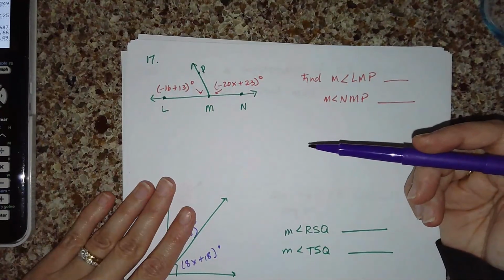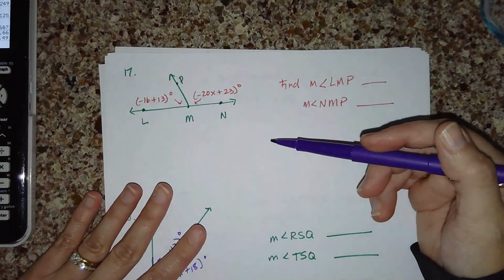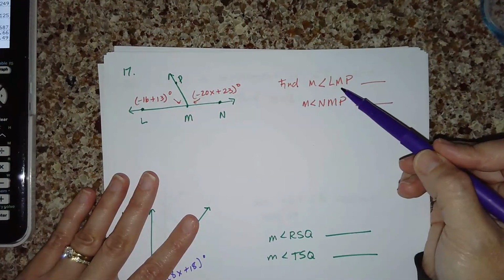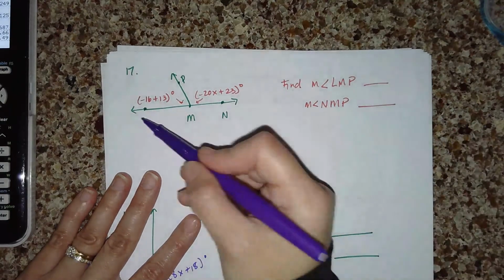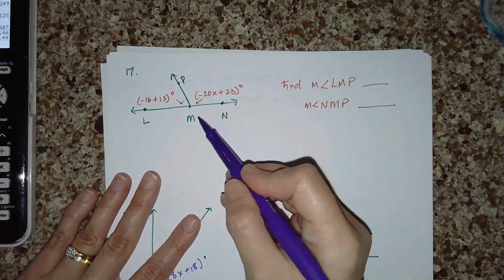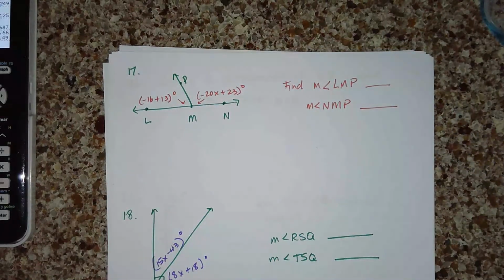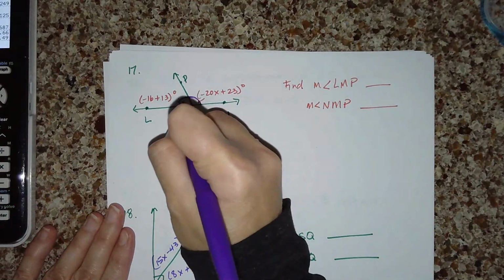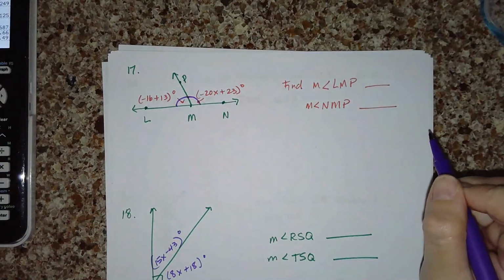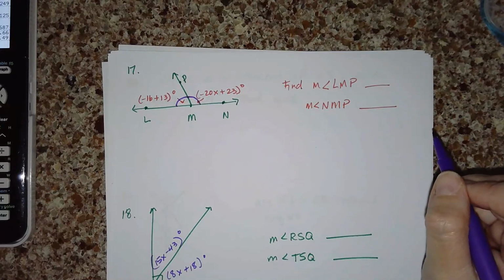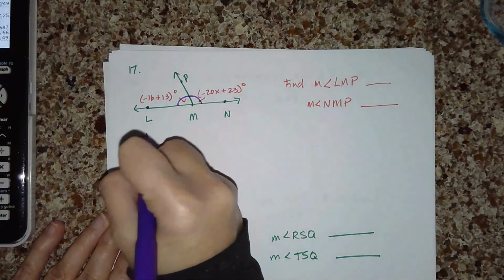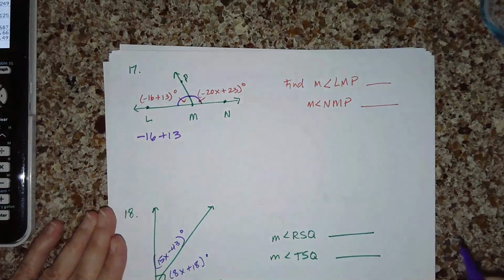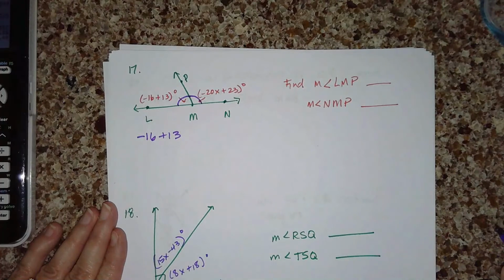All right, now we get into some angles. It says find the measure of angle LMP and angle NMP. What I have up here are two angle measures. What do we know about these two angles? This is identifying the types of angles that we've been talking about. If I put this angle and this angle together, we call that a straight angle. In other words, it forms a linear pair. In other words, it's supplementary. In other words, it adds to 180 degrees. So I'm going to put, and I did something wrong here. I copied this wrong.